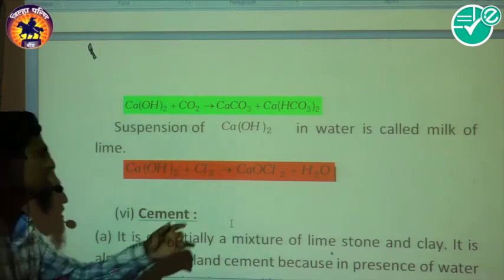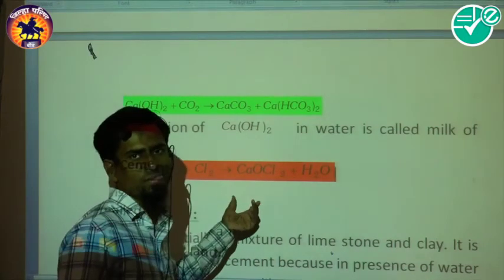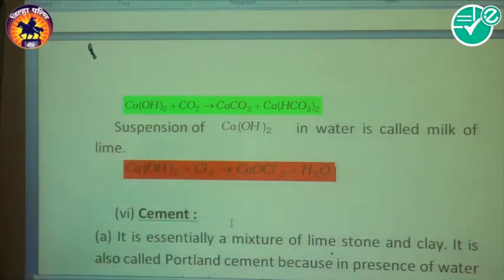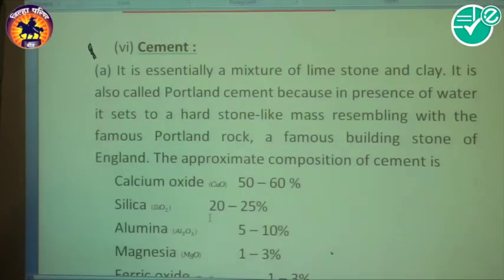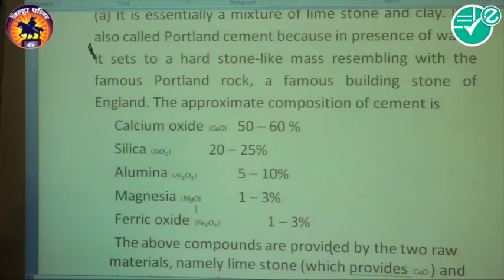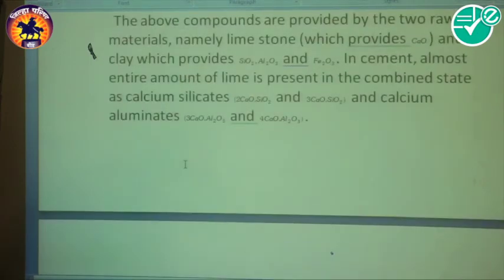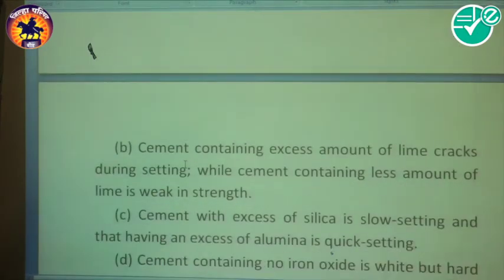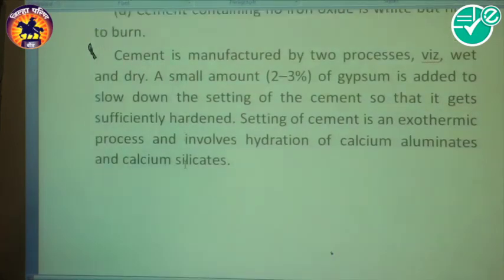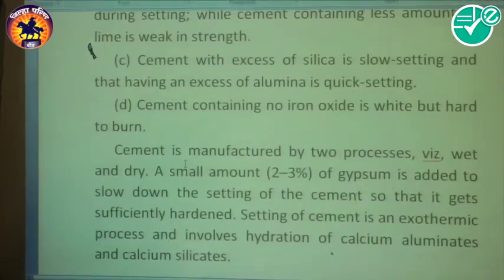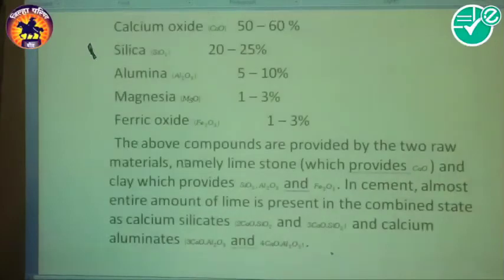I think you also studied this in hydrogen. Now come to the last point, that is cement. What is cement? It is an important compound by which we are building a number of structures. Okay, I'll show its reaction. Okay, it is not given. Here I have mentioned the composition of cement.